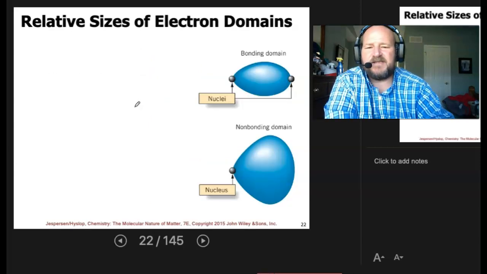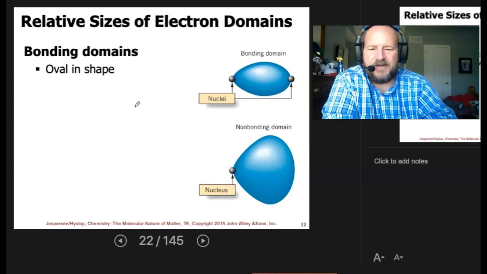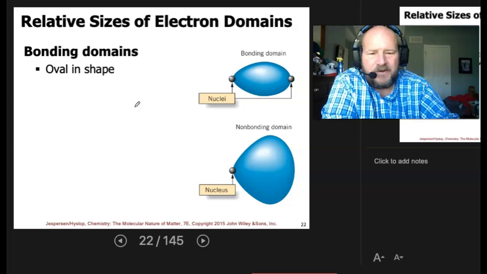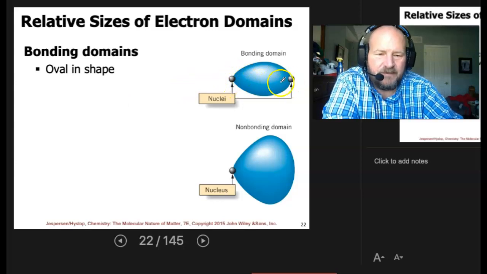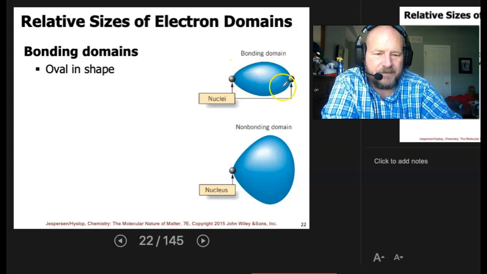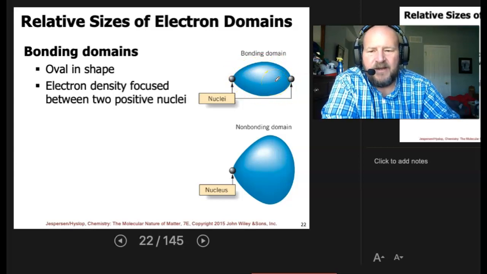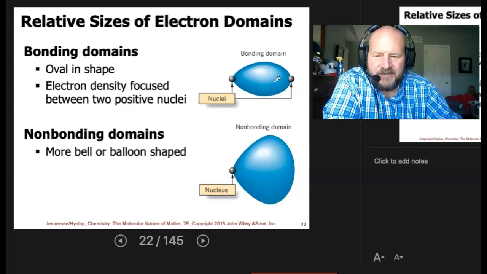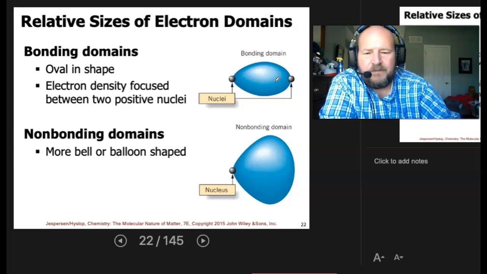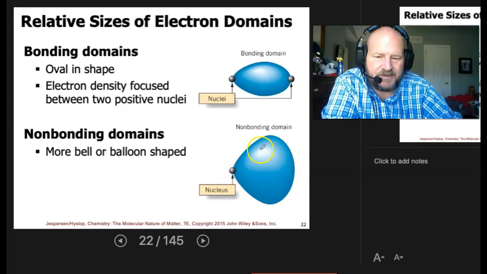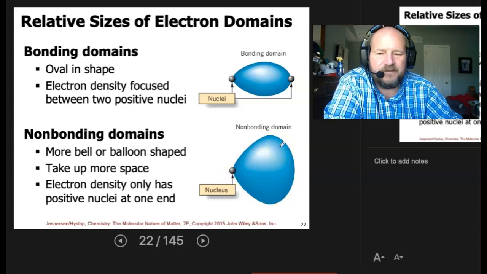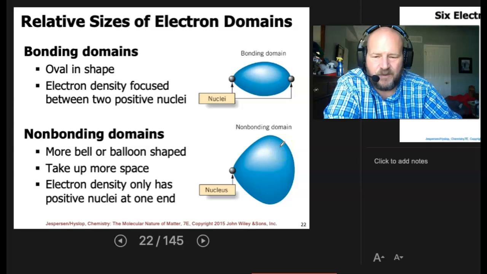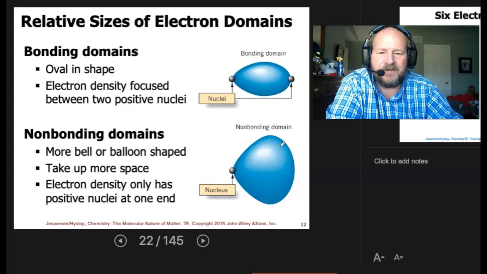All right, so relative sizes of electron domains. For bonding domains, they're going to be oval in shape. Remember, you have 2 nuclei here that are positive. That's going to keep those electrons sort of flowing in the middle between them, right? Because opposites are attracted to each other. The electron density then will be focused in between the 2 nuclei. For the non-bonding domain, it's more like a bell or a balloon, because the only thing you have is this nucleus keeping those electrons in check, which is going to allow them to spread out and take up even more space. So the electron density then only has 1 positive nucleus at the end.